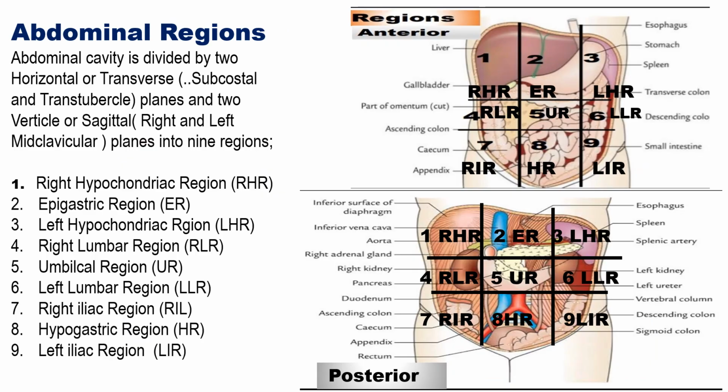Two horizontal or transverse planes that are used for making regions are subcostal plane and transtubercular plane. Two vertical or sagittal planes are right and left midclavicular planes. These are anatomical planes and I have already made a lecture video on this topic. So if you don't know about this, you should also watch that video. Here are names listed of all regions and we will discuss all these regions one by one.